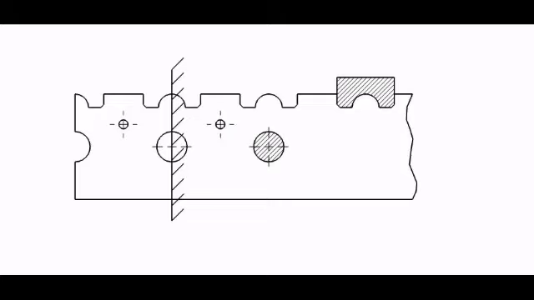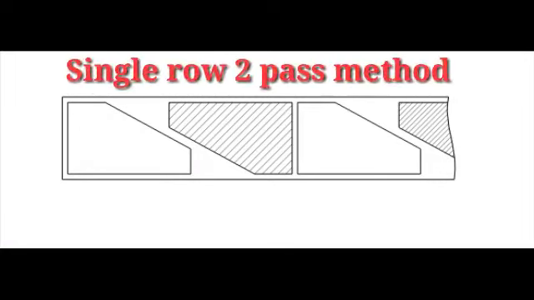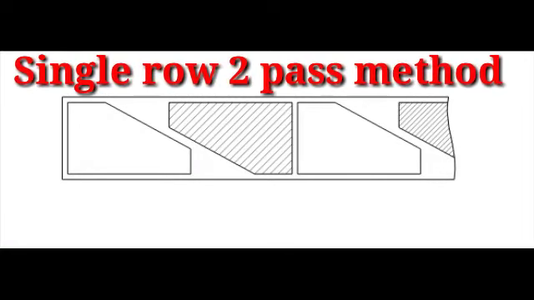Now we are going to see the single row two pass method. This strip layout demands the strip to be fed twice through the tool. This is to achieve greater economy in stock material utilization. Look at the image on the screen.